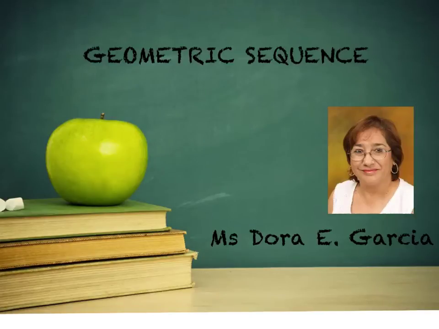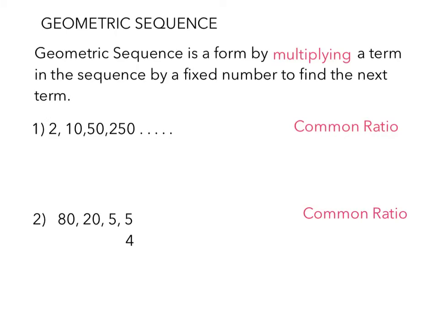Geometric sequence. In this lesson, a geometric sequence is formed by multiplying a term in the sequence by a fixed number to find the next term. Example, what happened in this case?